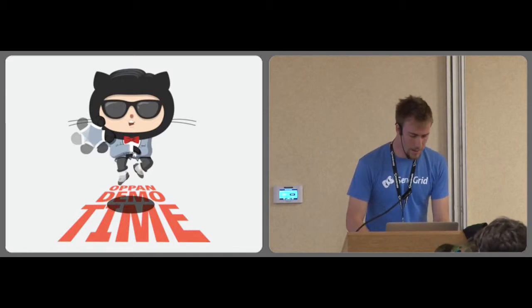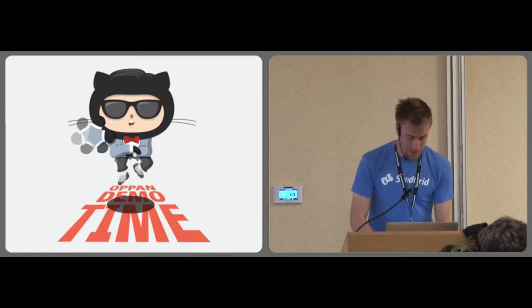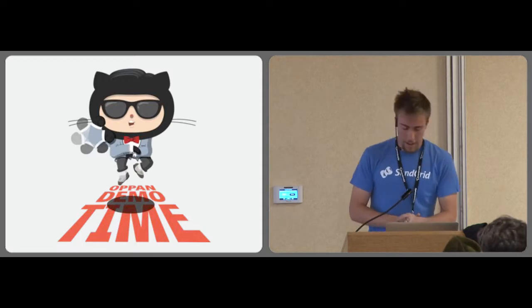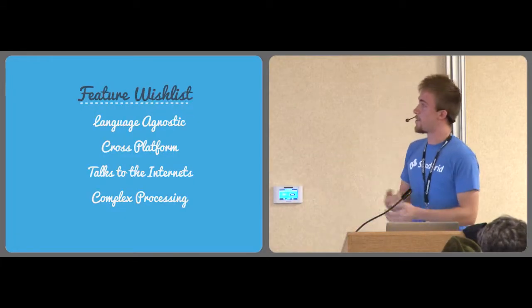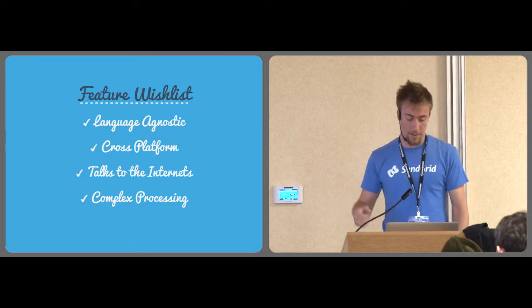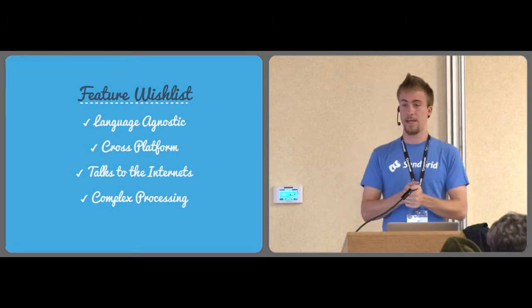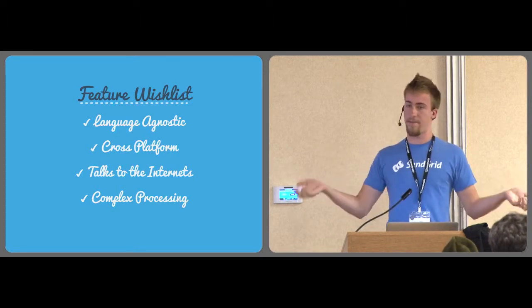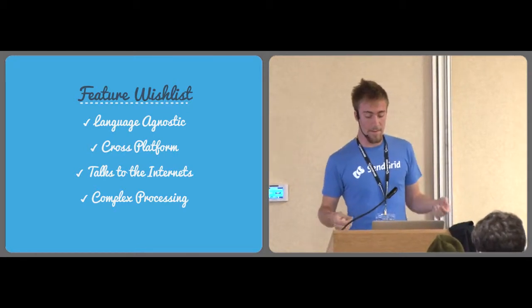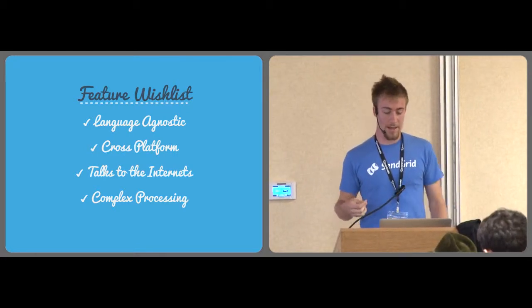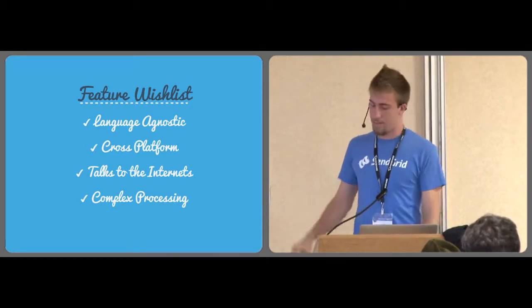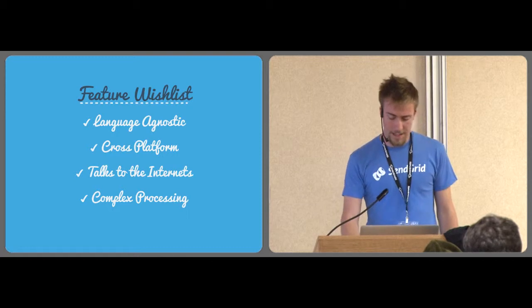So to go back to our slides here, let me unmirror. So this is our feature wish list from before. I would say that we definitely hit all those things. It's language agnostic because obviously there's libraries that do this in different languages. Specifically, the one we're interested in is in Python. That's great. It's cross-platform. Definitely can talk to the internet because it's being done on a computer. It can handle our complex processing. So I'd say we definitely accomplished those goals.